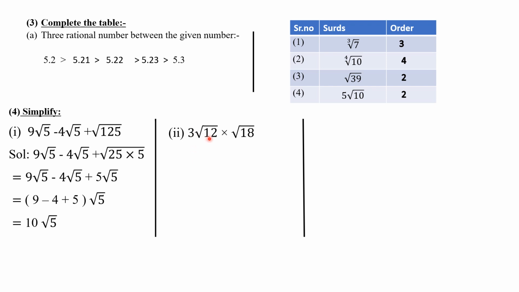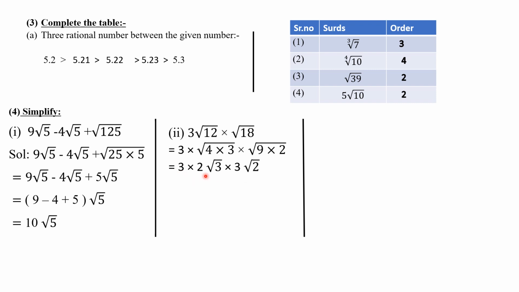What is given? 3 into root 12 into root 18. So multiplication it is. Let's simplify first. I can write root 12 as 4 into 3, and 18 as 9 into 2. So next step I'll simplify the radicand inside. That is 3 into under root 4 into 3, into under root 9 into 2. From this, under root 4, 2 will come out. It is a perfect square, 2 into 2 is 4, so one 2 will come out. So 2 into root 3, into 9 into 2, so 3 will come out. So 3 into root 2.